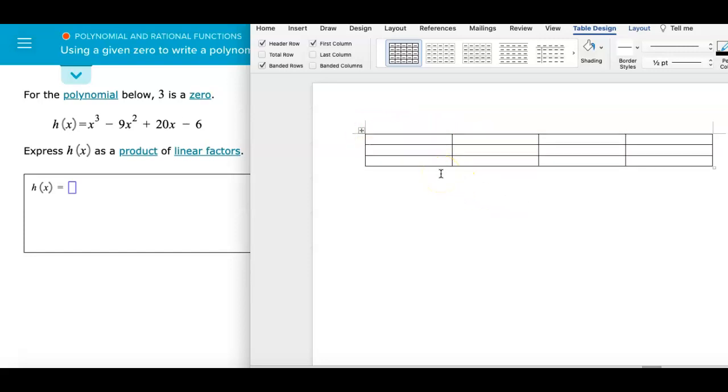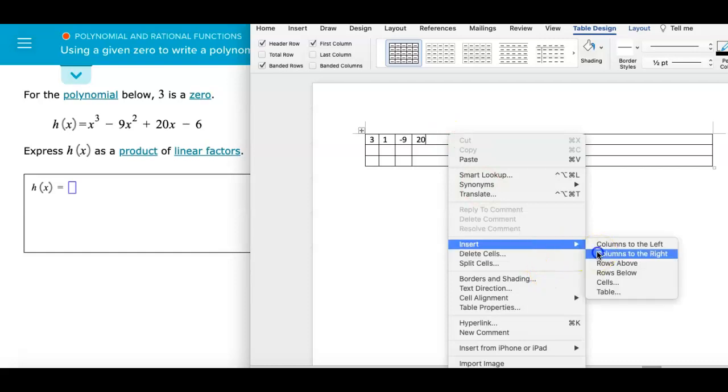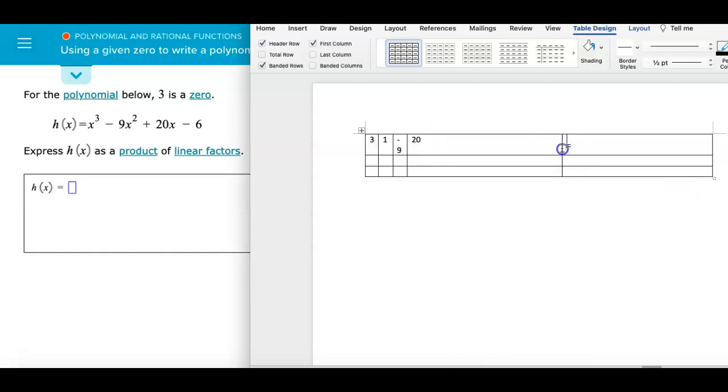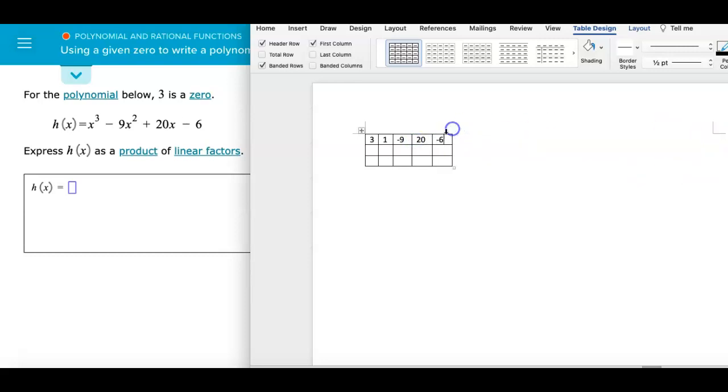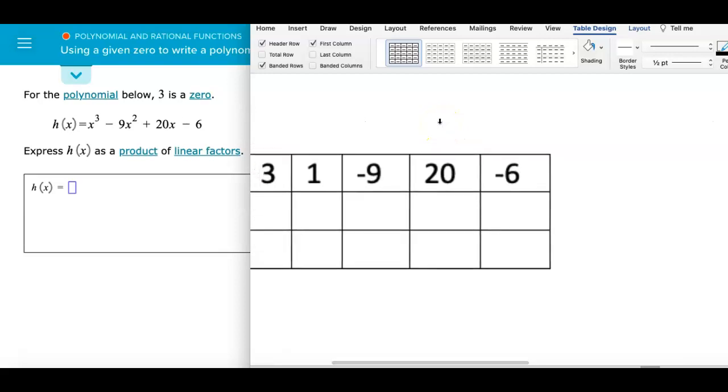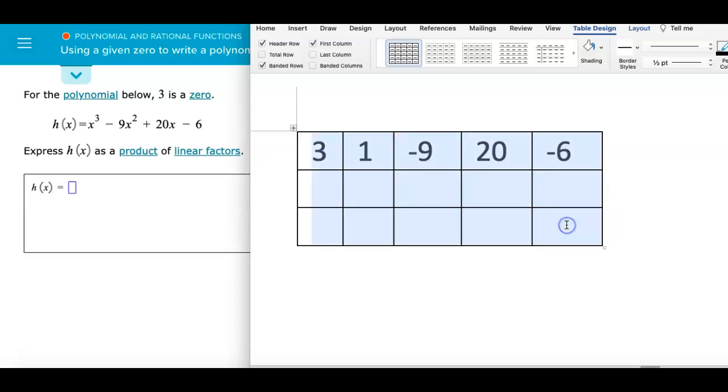I will put 3 in my little box because I said 3 is a zero. And then let me go ahead and list the coefficients. 1 because it's 1x cubed, and -9 because it's -9x squared. The next number is 20, and I need to make a couple more tables. The next number is -6. This is just me trying to type my synthetic division because I don't have my pen or my iPad with me. But you've seen this before.